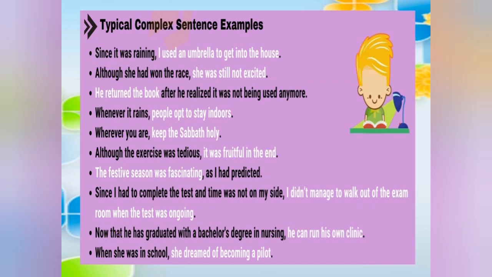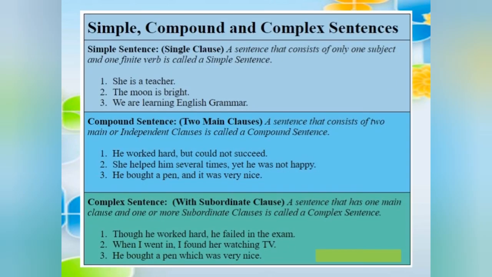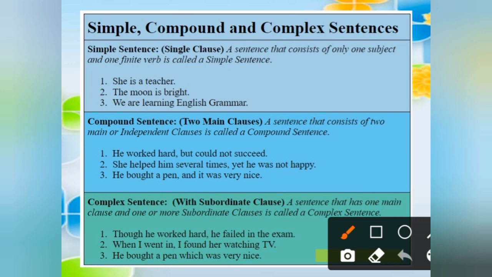Now we have the difference, as what we have done. So here the differentiation is given. The first one, simple sentence, single clause. Compound, two main clauses, or we can say independent clauses, and the complex one with subordinate clause. Means one independent and one or more dependent clauses. Fine. Now just see the next one.